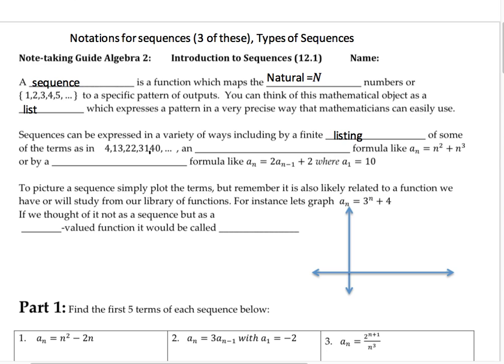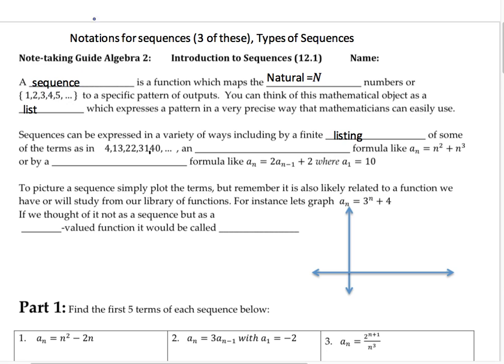Some of you might be wondering, but I thought you said a sequence operates on 1, 2, 3, 4, 5, the natural numbers. Those aren't 1, 2, 3, 4, 5. Well, that's very good. But I didn't say that these were the inputs.